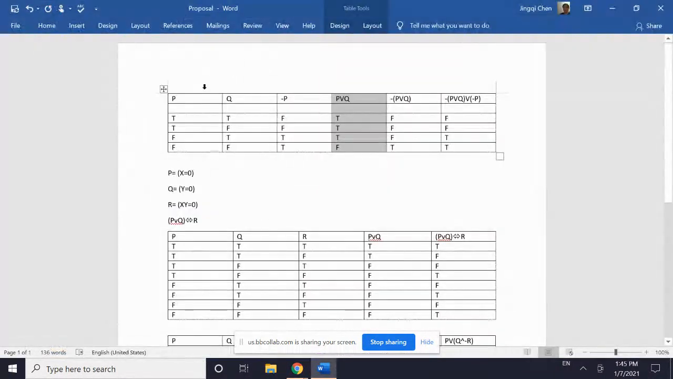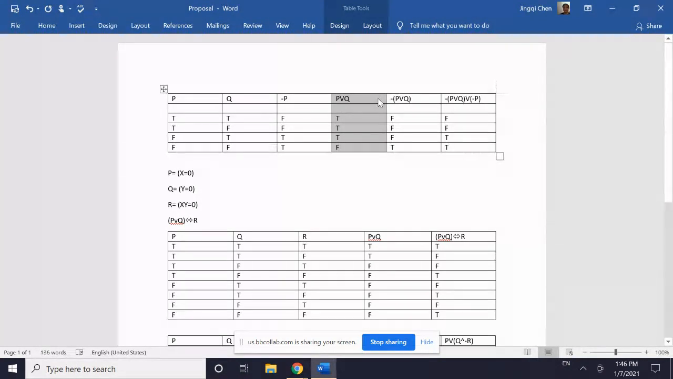Oh, okay. So first I did all the possible combinations for P and Q, and then for not P, it was the opposite of P. So if P was true, then not P would be false. If P was false, then not P would be true. And then for P or Q, if one of them was true or both of them were true, then it was true. And only for false, false was it false.